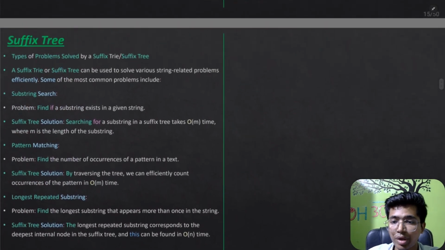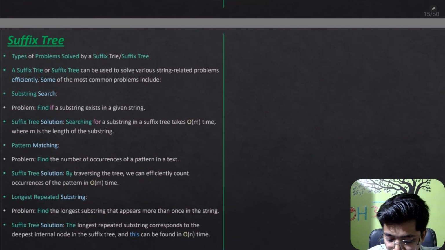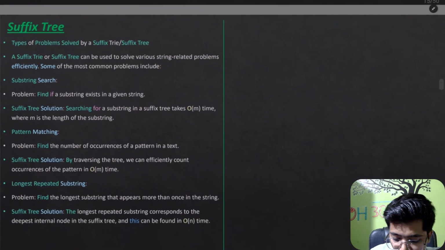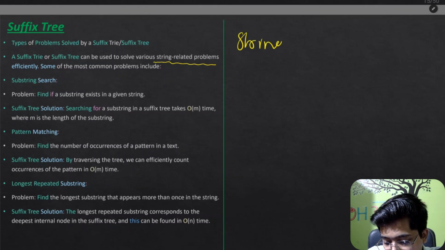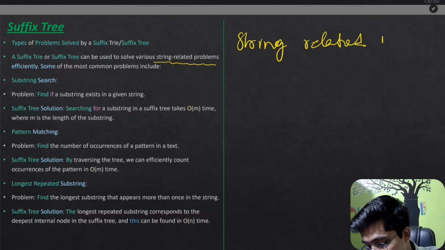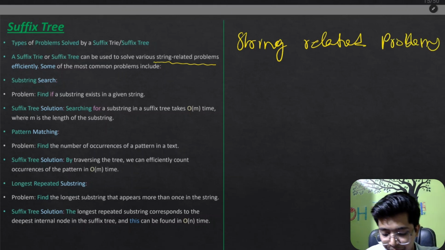Here I have told you the major applications of the suffix tree. Types of problems solved by a suffix tree: a suffix tree can be used to solve various string related problems. Using the suffix tree we can solve string related problems. So what type of string related problems?